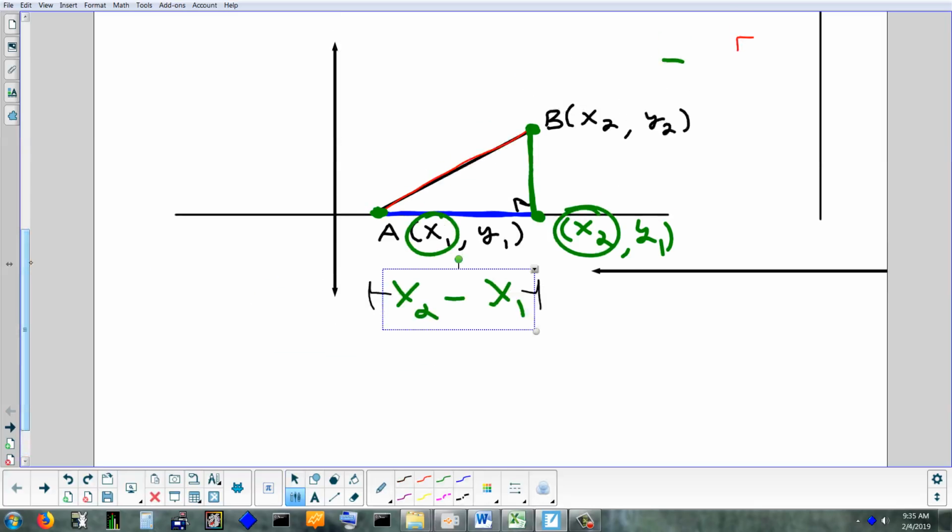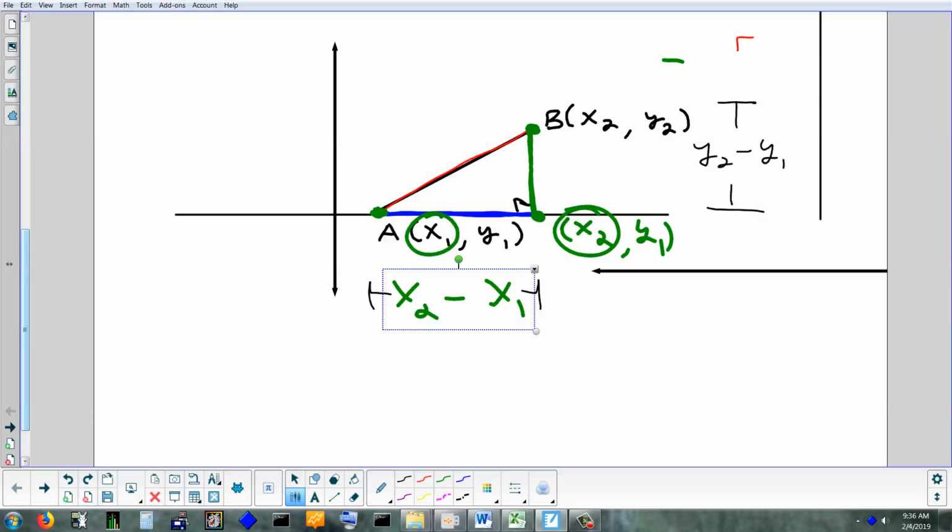Aaron, how would I find the height from here to here? What would be my calculation for that? You subtract y1 from y2. Yeah. It doesn't matter if you do y2 minus y1 or y1 minus y2. I'll just do it the same way we did the other one.